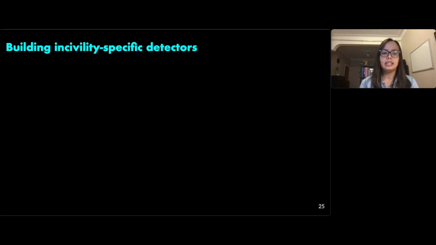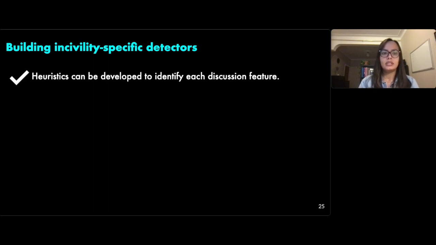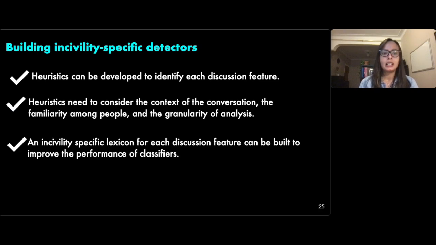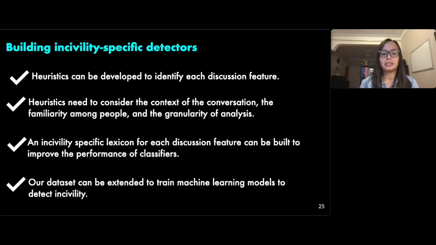So concerning building incivility-specific detectors, we suggest that researchers or open source communities could develop heuristics to identify the discussion features found in our study. Also, to accurately detect incivility, these heuristics need to consider the context of the conversation, the familiarity among people, and the granularity of analysis. Also, in order to improve the performance of classifiers, an incivility-specific lexicon for each discussion feature could be built. And that could be done based on our dataset that is publicly available and could be extended to train machine learning models to detect incivility.